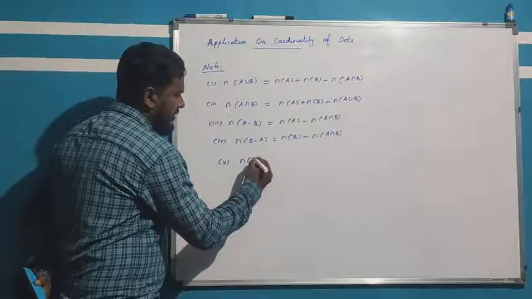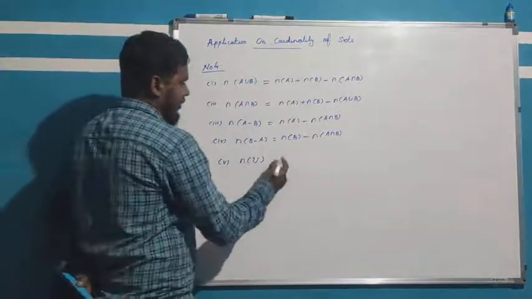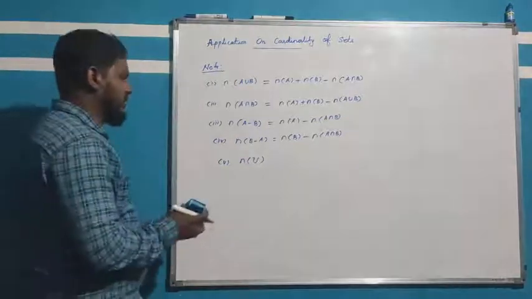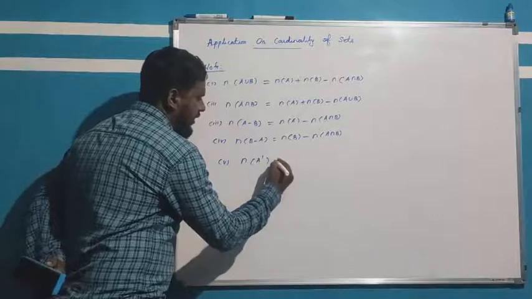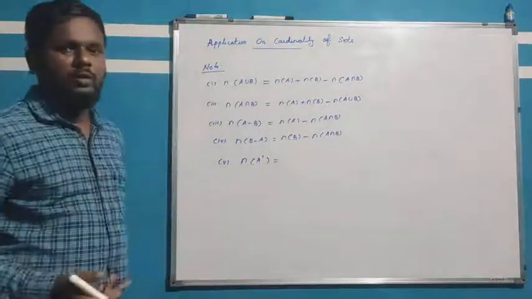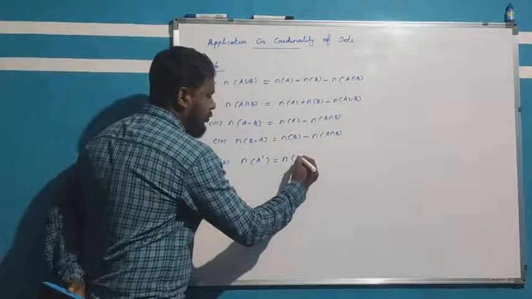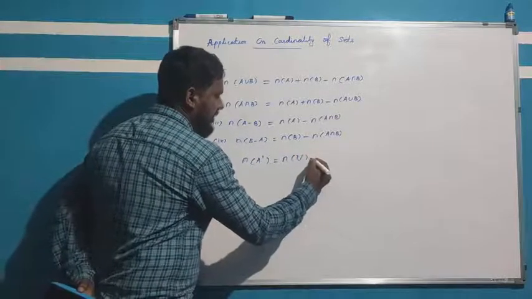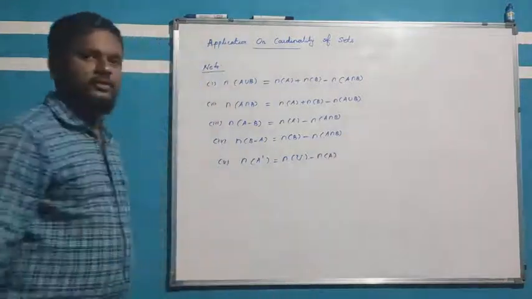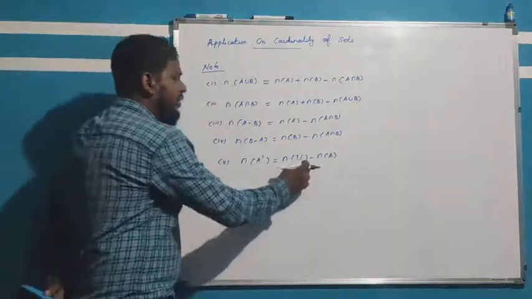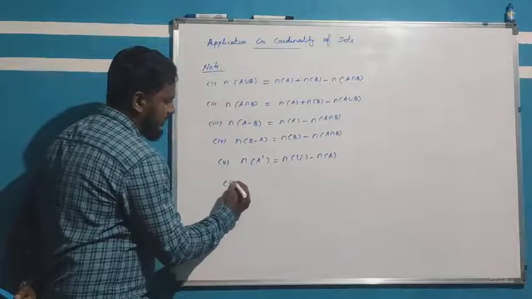Next, how can we find n of the universal set? Or else, first you can find n of A dash. A dash means the complement, and complement means the universal set minus the set. So n of A dash is n of U minus n of A. According to that, how will we find n of U?